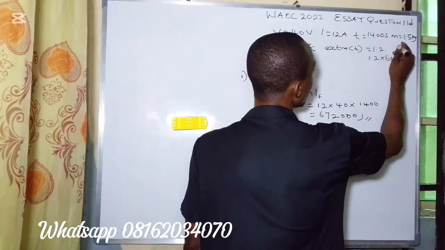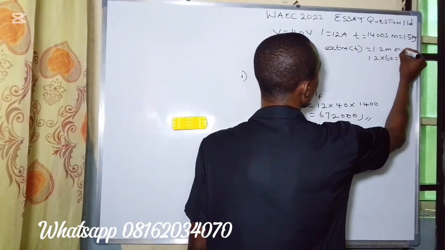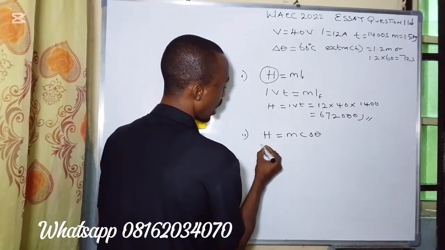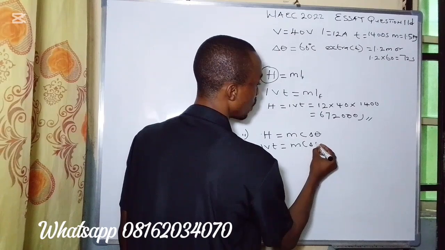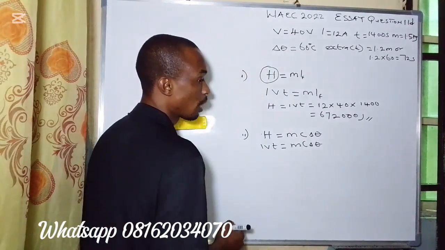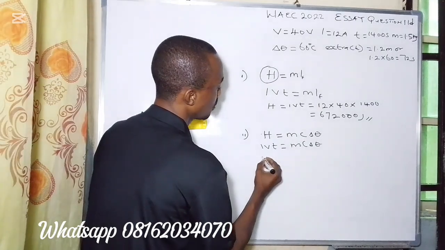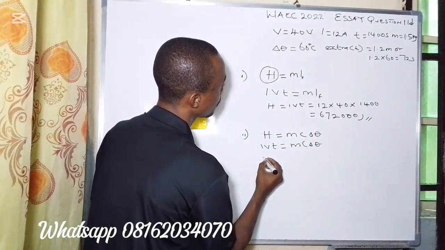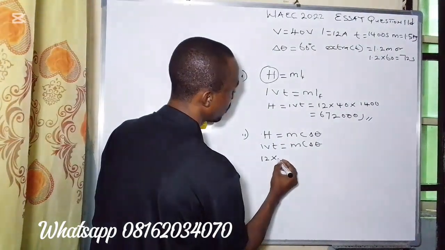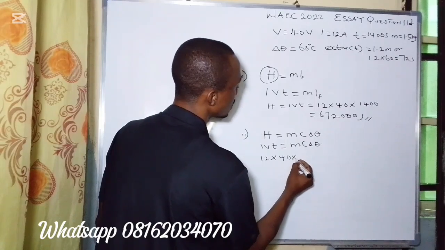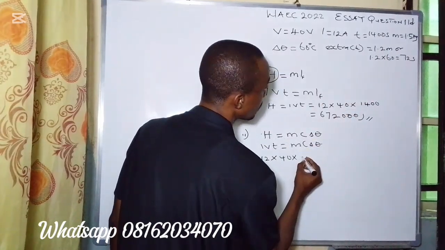Look at this, 1.2 is a minute, so I converted it. So now this will be IVT equal to MC change in theta. Pay attention. So if we proceed, what's my I? My I is the current. The current is still steady. Potential difference, the voltage, 40, times the extra time.